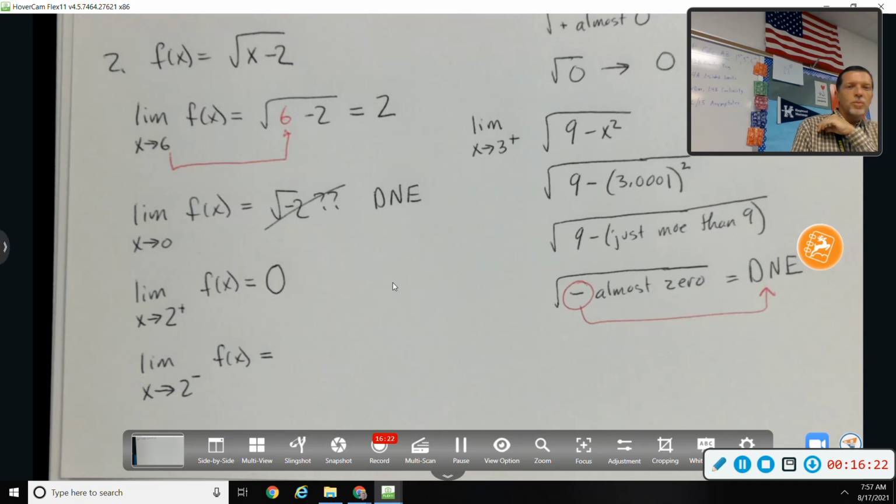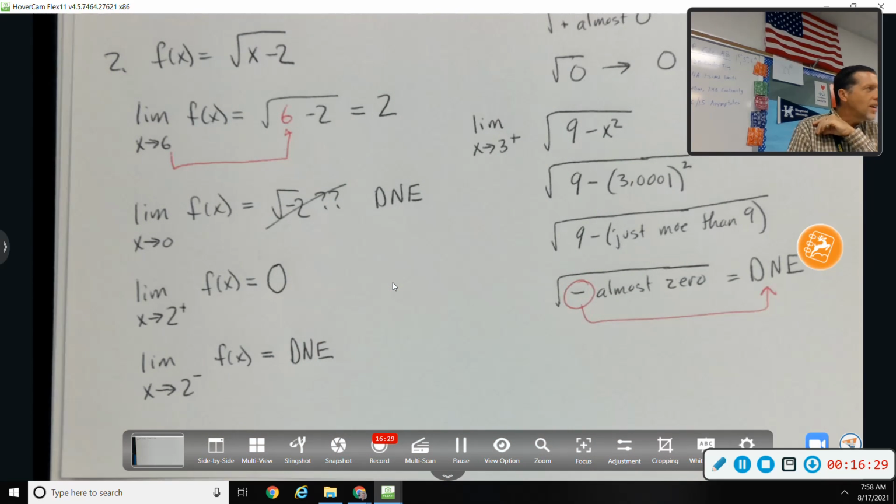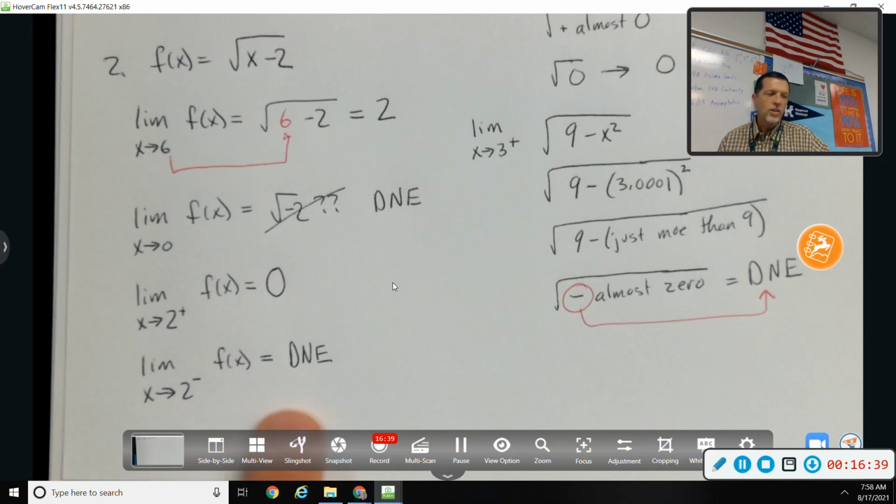How about as x approaches 2 from the left? Does not exist. Why doesn't it exist? Because of the negative number. Yeah, you're trying to take the square root of a negative number. You're at almost 0 on both of them, but one of them is a positive almost 0. You can square root that. One of them is a negative almost 0. You can't square root that.